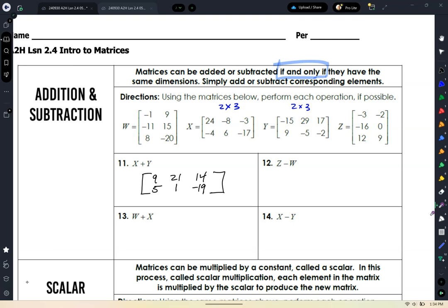Okay, number 12. Matrix Z subtract matrix W. Let's see if we can do it first. What are the dimensions of matrix Z? 3 by 2. Okay, so this is a 3 by 2. How about for W? Okay, so we can subtract and add those, right? Okay, good. So let's see what you come up with. Z subtract W. Go for it.